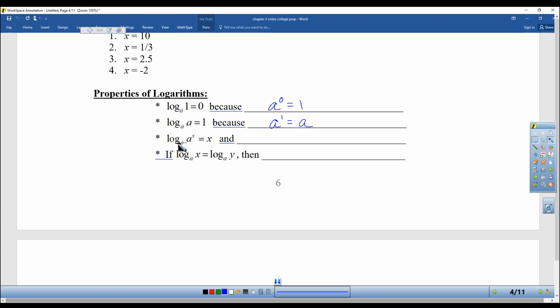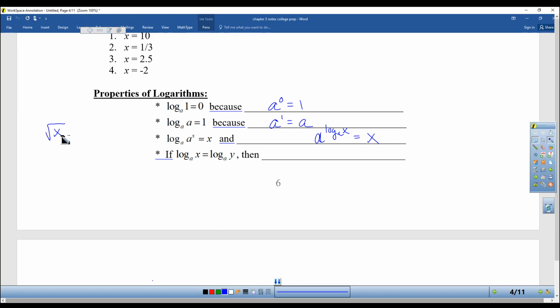If the two bases match, log base a of a to the x, the exponential part, is just going to be x. And if you ever have a to the log base a of x, that also is going to cancel out and just give you x.